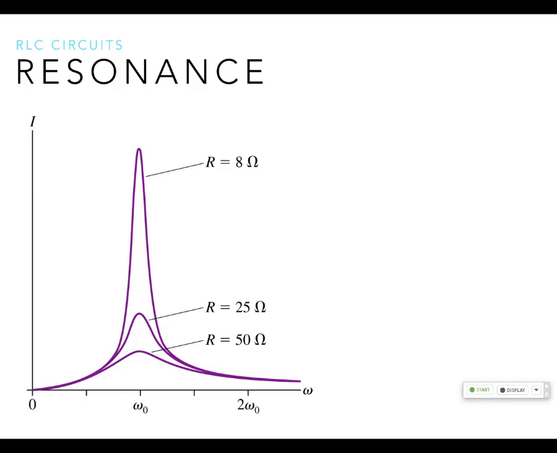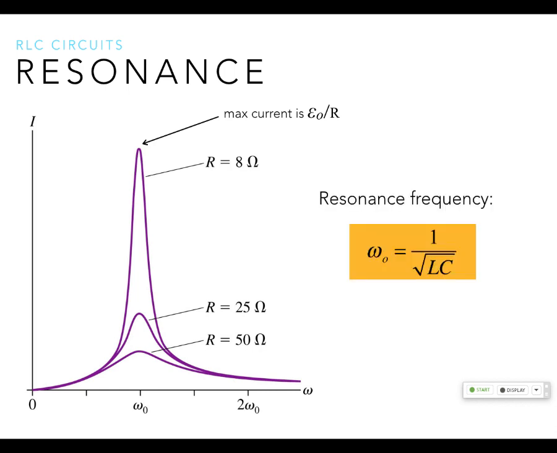So obviously if you have a bigger R, you have a smaller I because the voltage is always the same, okay? So here's our graph of resonant frequency, and the maximum current is always the voltage divided by the resistance, the peak voltage divided by the resistance, okay? So this is your resonant frequency.